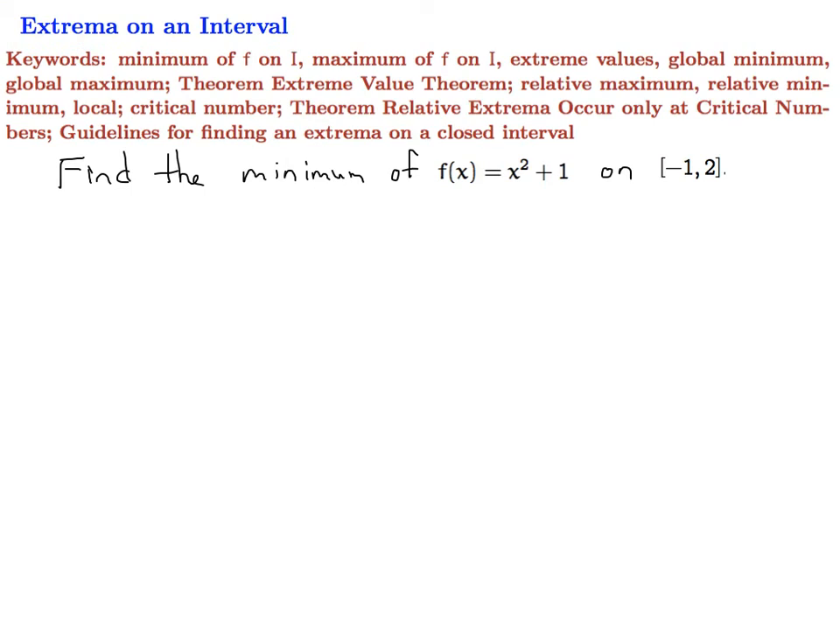So now we're going to be moving on to some sections where we figure out how to use the derivative to find out some more information about a function. And so a typical problem in this section is going to say find the minimum value of the function f of x equals x squared plus 1 on the interval -1 to 2.